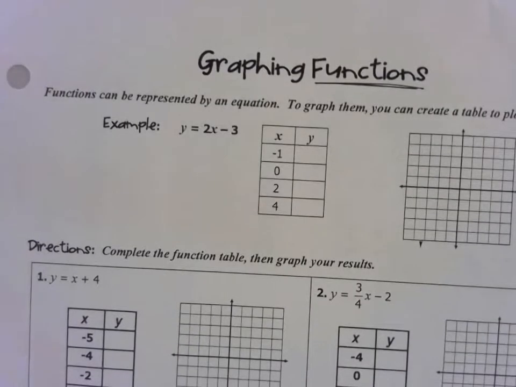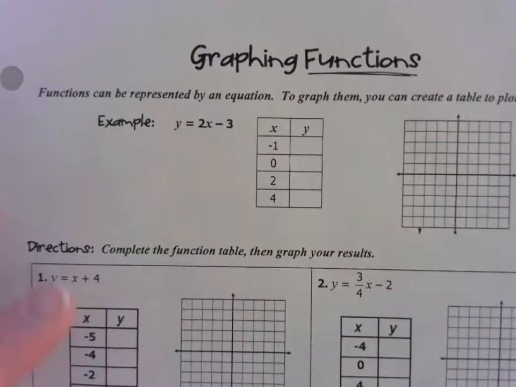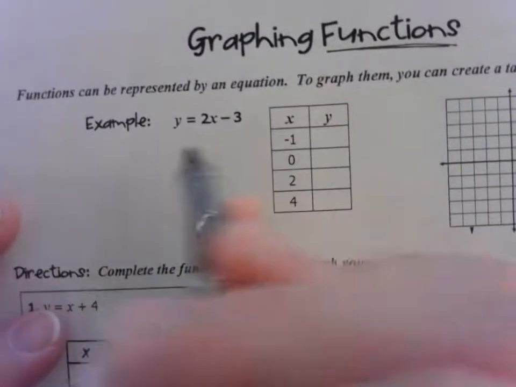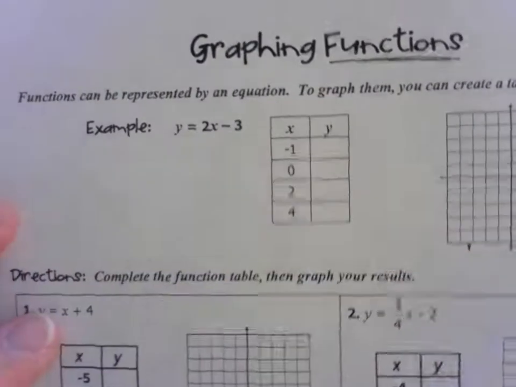Ordered pairs is 1. Table. Mapping. Graph. So the 4 ways we have to represent a relation are mapping. We could list ordered pairs. We can do a table, or we can do a graph. Another way is we can represent a function, which is a special type of relation, as an equation, and that's what we're going to look at today. We can represent it as an equation.